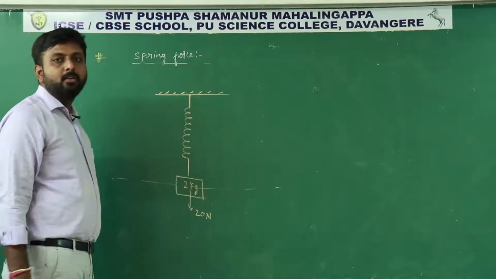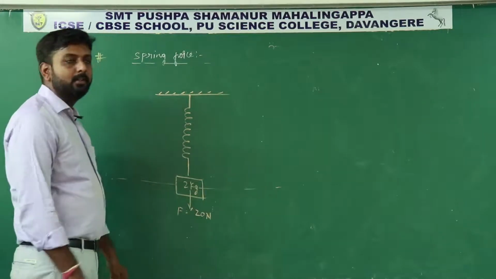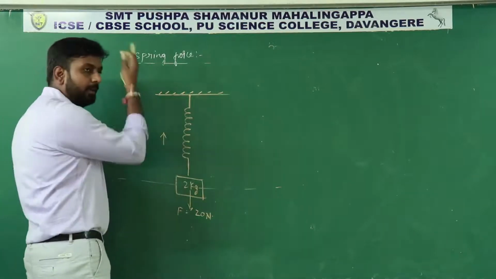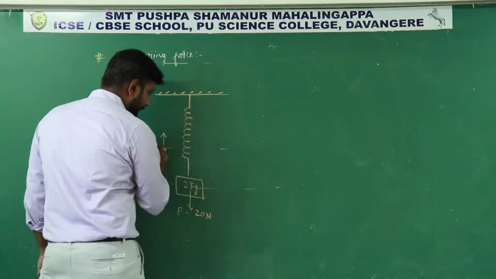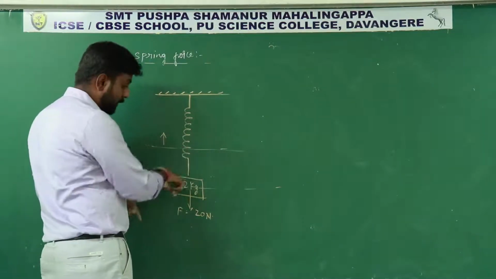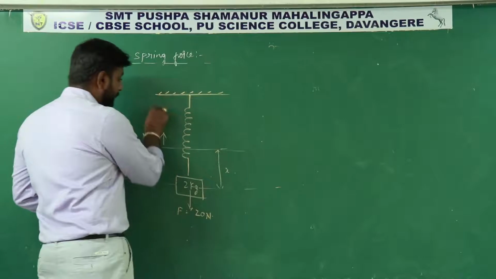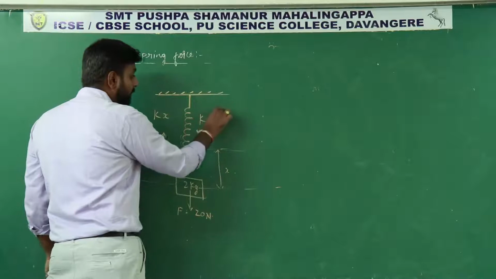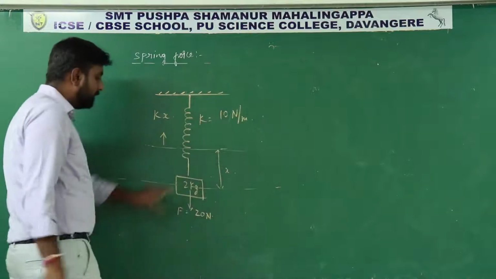This is the weight, or let us take it as force F, acting in the downward direction. Then definitely the restoring force will also act in the upward direction, right? That means before attaching this load, this may be the initial length. After attaching the load, it has increased its length by x distance. Then the restoring force developed in the spring is kx, and let us take the k value as 10 Newton per meter. So the k value is given, the weight is given.